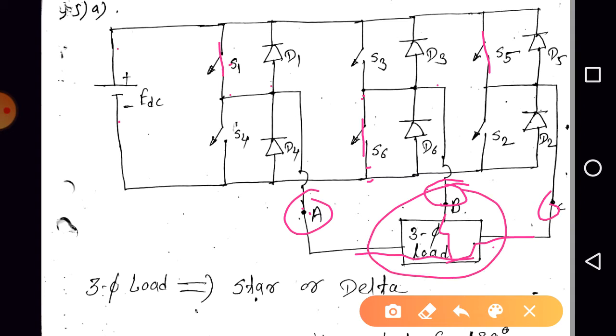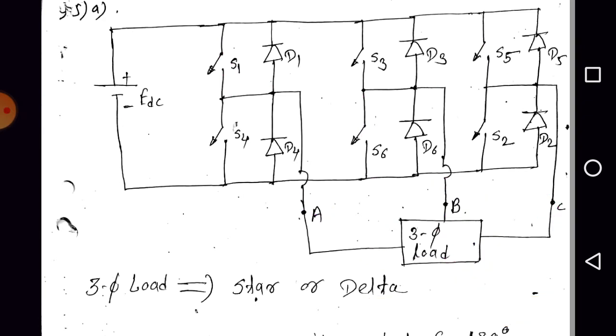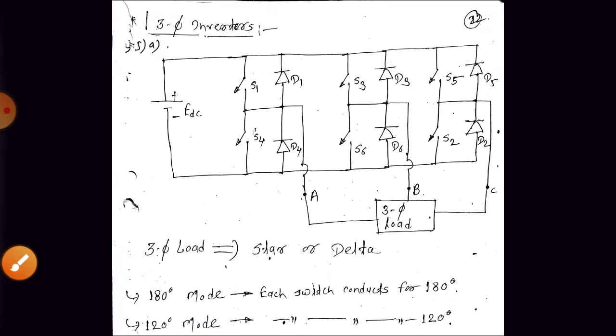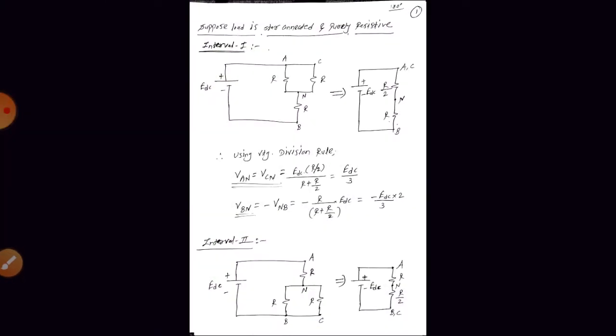Out of that, phase A is connected to the positive plate of the EDC. Phase C is also connected to the positive plate of the EDC, but phase B is connected to the negative plate of the EDC. So can we draw the equivalent circuit? Yes, we can draw the equivalent circuit.